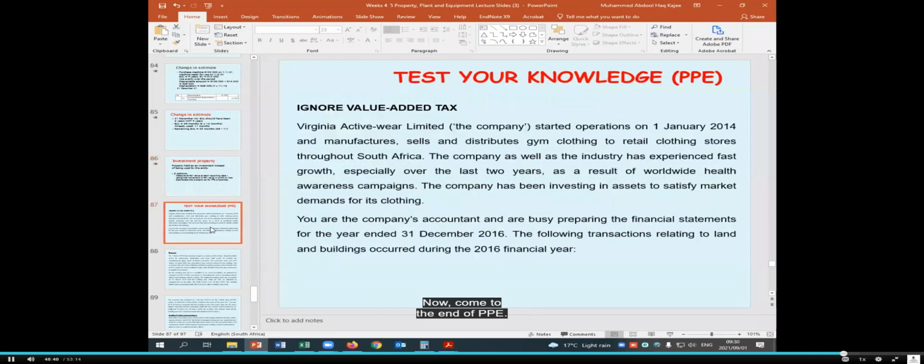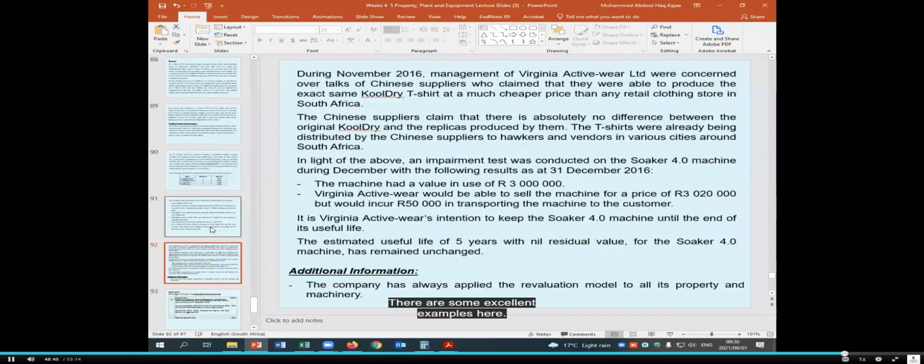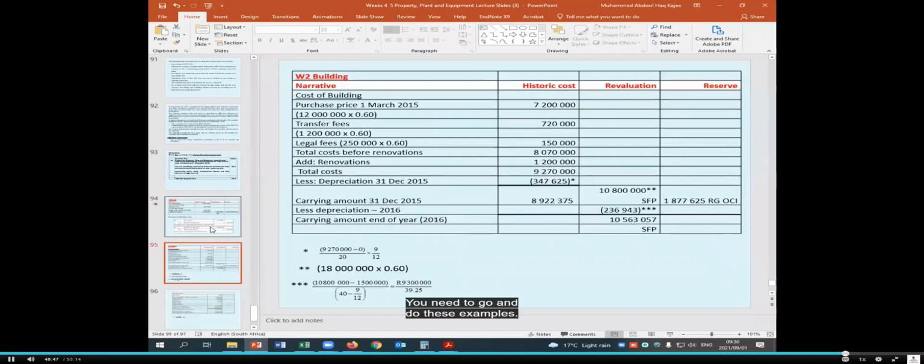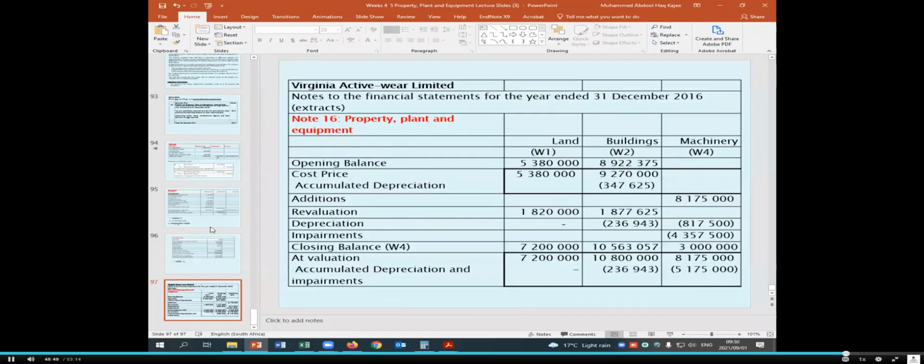Now, we have come to the end of PPE. There are some excellent examples here. You need to go and do these examples.